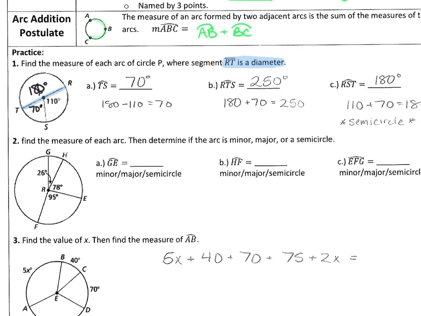Okay, so using the arc addition postulate, I want you to try number 2. We're going to pause here for a second. We're going to find the measure of each arc, then tell me if that arc is a major, minor, or a semicircle. I actually want you to try these, so go ahead and pause and try here.